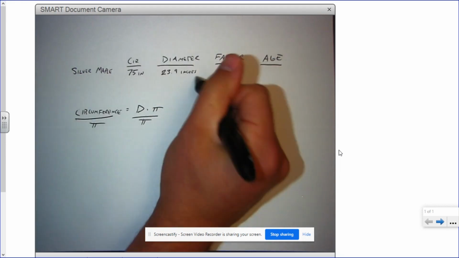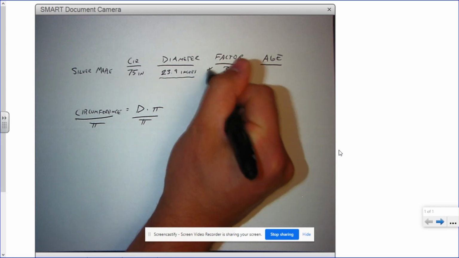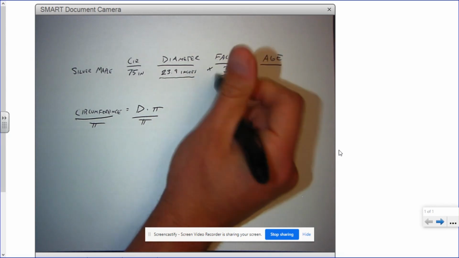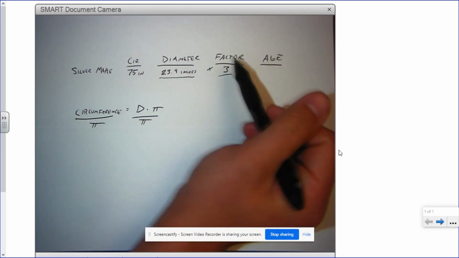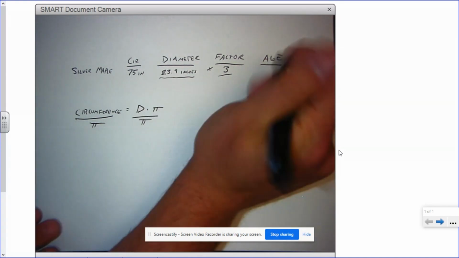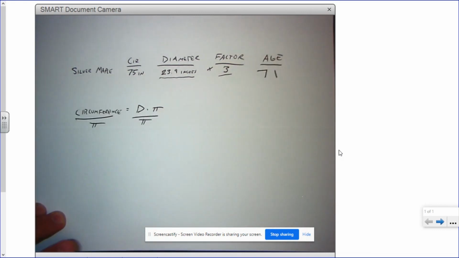Next up, we have to multiply the diameter by our growth factor. That's where we use that chart. For silver maples, that growth factor is 3. So if we take our answer from the previous step and multiply that by 3, we get that the tree is roughly 71 years old. So it's been there for a while.